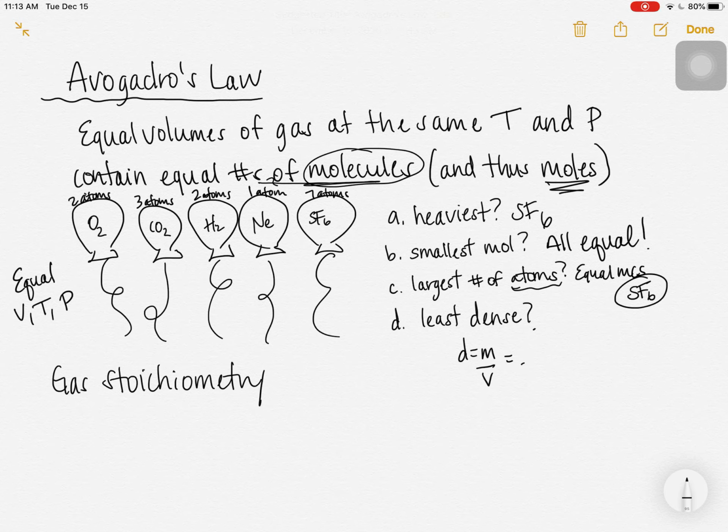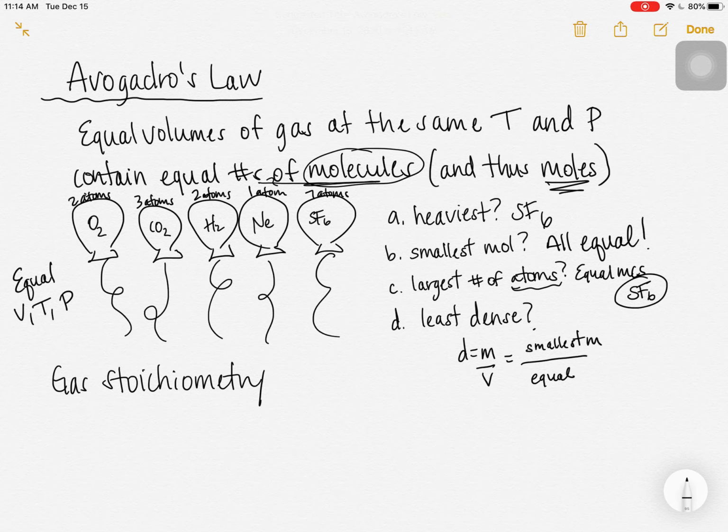And then, which balloon is the least dense? Now, density is mass over volume, okay? So we step back and think about this. I know my volumes are equal. So if I was going to do a density calculation for all 5 of these balloons, my volume, whatever it was, the denominator of this fraction would be the same number, right? If it was 2 liters, it'd be 2 liters for every balloon. So the density of these balloons really only depends on the mass.